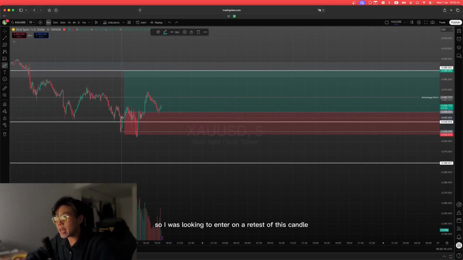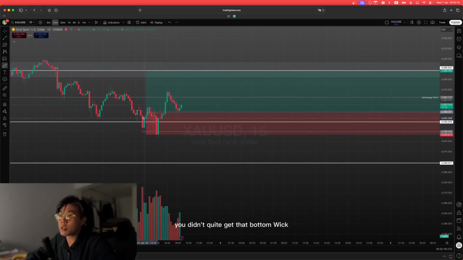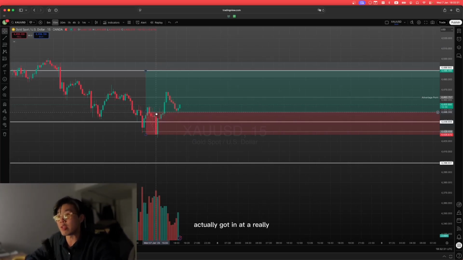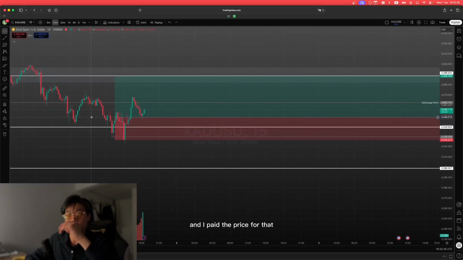So I was looking to enter on a retest of this candle, but then as the 15-minute candle opened, you didn't quite get that bottom wick, and then eventually when you got the bottom wick, you already had a top wick, so then I was hesitant on it. But yes, this trade position would have been less risk. I actually got in at a really tough spot. This is almost 100 pips, 87 pips away from my initial entry position, and I paid the price for that.